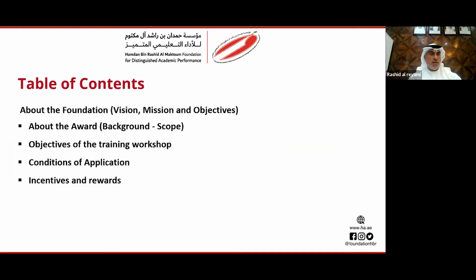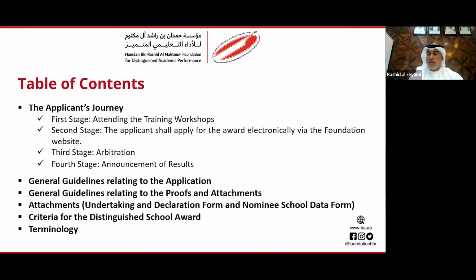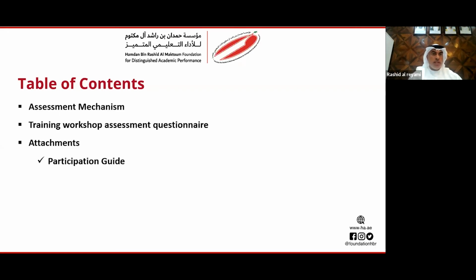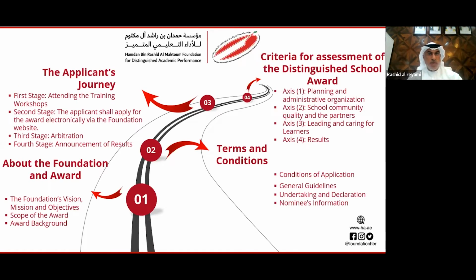The table of contents: we will go over the Hamdan Foundation, then the scope, the background, the objective of the training, and the conditions of application and intensive work. Also the applicant journey, where your paper goes from the first day you apply online to the result. General guidelines, which are the most important thing for you as an applicant, and how you attach all your papers and the criteria for that. At the end, we will go over the terminology, which will be on the third day. Assessment and the mechanism will show you how the judges look over your attachments and approve your papers. So this is the roadmap for our journey.